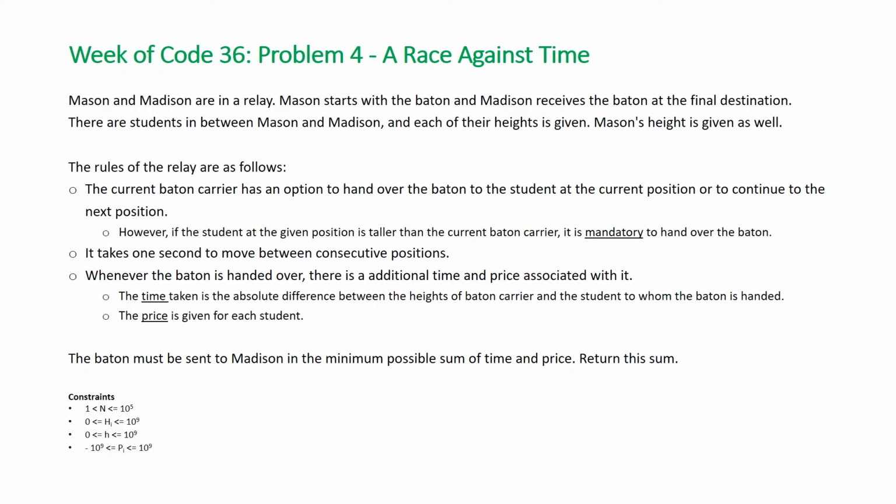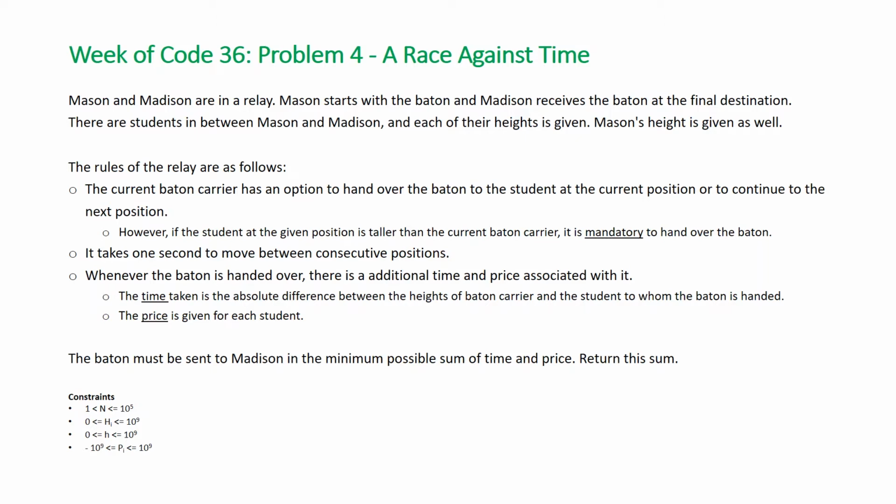And the question asks that the baton must be sent to Madison in the minimal possible sum of time and price. Return this sum. And note that for our inputs, the number of students is going to be between 1 and 10 to the power of 5. The heights of these students will be between 0 and 10 to the power of 9. And the prices are going to be between negative 10 to the 9 and 10 to the 9. So prices can be negative.